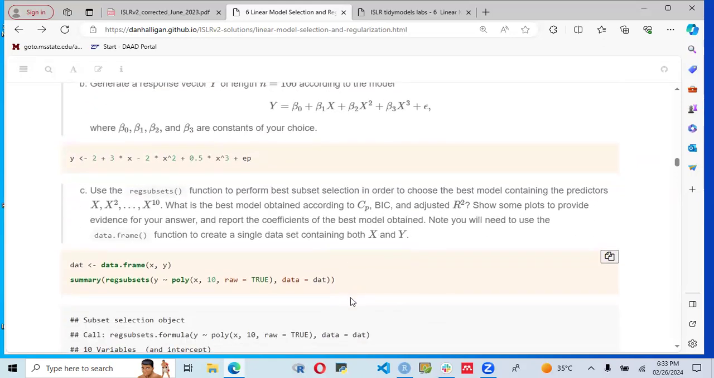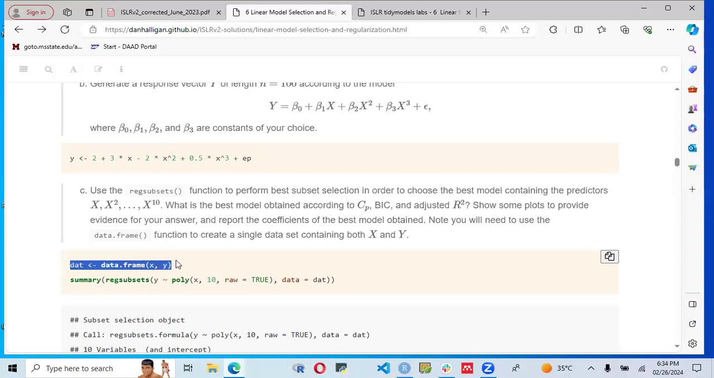We now say we should use the regsubsets function to perform best subset selection in order to choose the best model containing the predictors X, X squared to X10. What is the best model obtained according to Mallows' Cp, the Bayesian information criterion, and adjusted R squared? Show some plots to provide evidence for your answer and report the coefficients of the best model obtained. Note you will need to use the data.frame function to create a single data set containing both X and Y. So here we use that data.frame, we pass in our X, we pass in our Y.